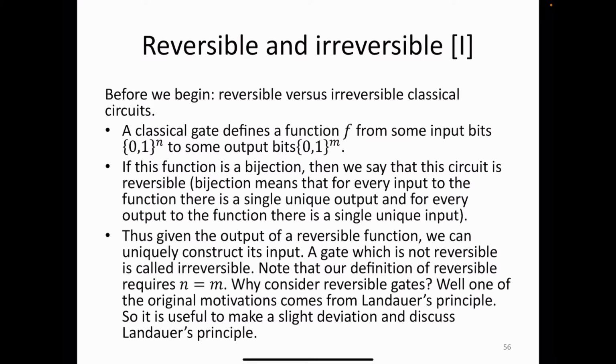So before we begin, reversible versus irreversible classical circuits. A classical gate defines a function f from some input bits 0, 1 of length n to some output bits 0, 1 of length n. So you take a string of bits and you produce another string of bits, not necessarily of the same length. If this function is a bijection, then we say that this circuit is reversible. Just as a matter of definition, bijection means that for every input to the function, there is a single unique output. So I can't have two different inputs producing the same output. I mean, I can have that, but then it's not reversible because there's no way to conclude from the output which input was given. So bijection means one input per output, or one output per input.